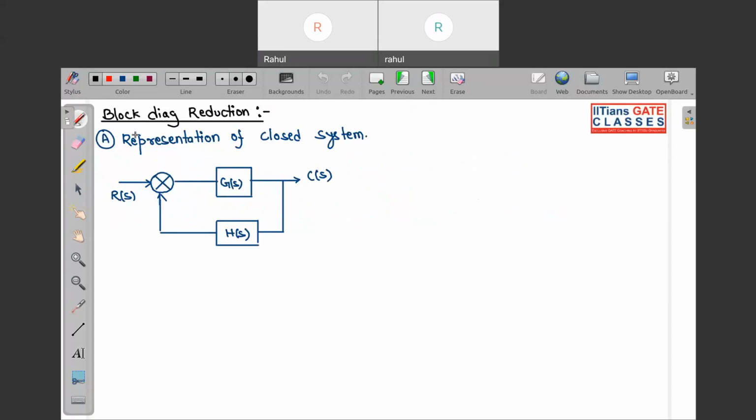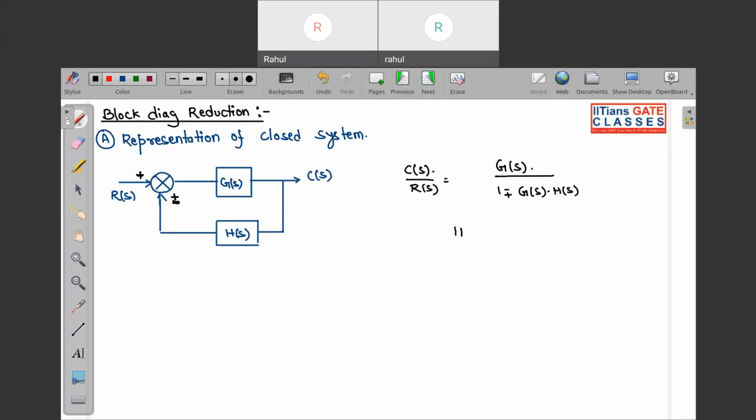First is how to represent a closed loop system. Here you can see I haven't given any arrows. If this is your positive or negative feedback system, then we can reduce it to C(s) by R(s) equal to G(s) divided by 1 minus or plus G(s) H(s). If it is positive feedback, then negative will come over here. If it is negative feedback, positive will come over here.